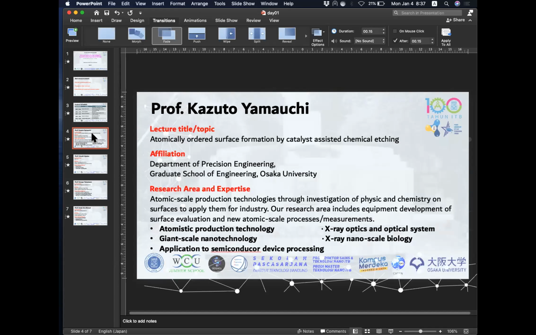So let me go to the first speaker today. The first speaker is Professor Kazuto Yamauchi. He's already with us now. He will deliver atomically ordered surface formation by catalyst-assisted chemical etching. He's from the Department of Precision Engineering, Graduate School of Engineering in Osaka University.